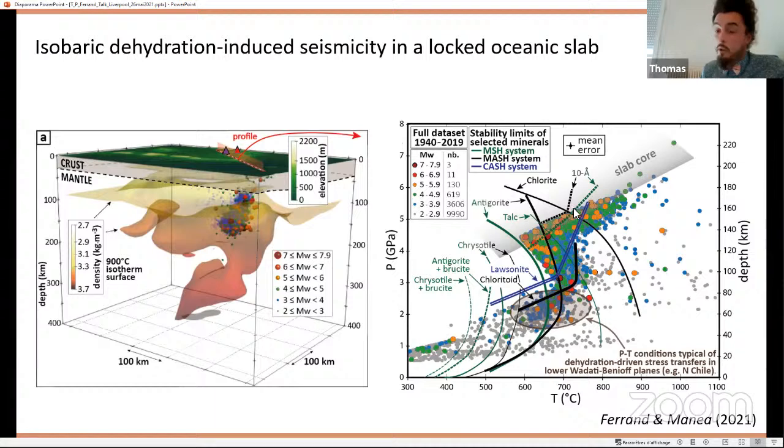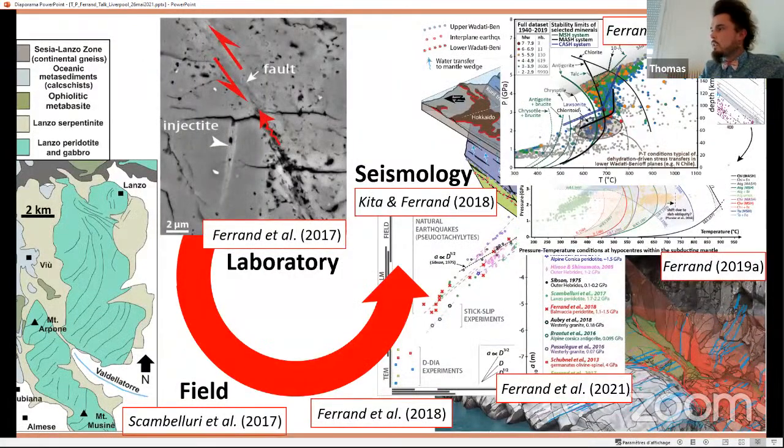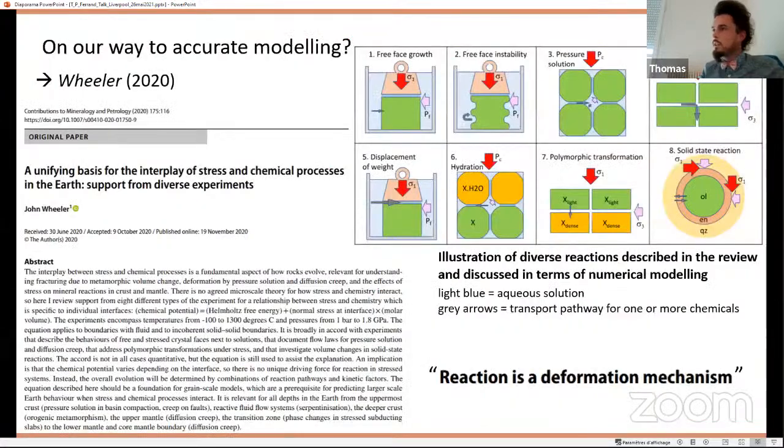And at higher temperatures, you are actually dehydrating the 10 angstrom phase. That is one of the talc-like phases. So this is really a beautiful result to me. And we can discuss about it just after if you want. And so yeah, this continues the story, never ends.